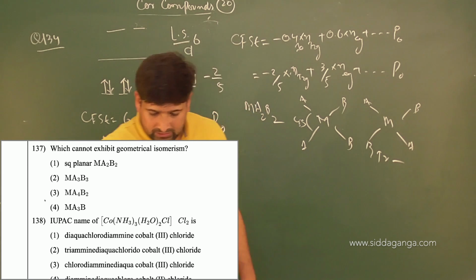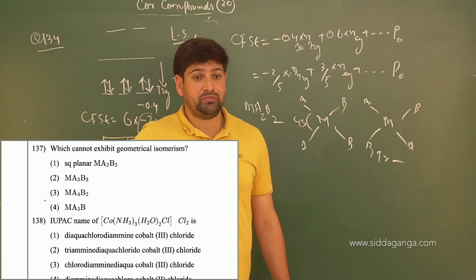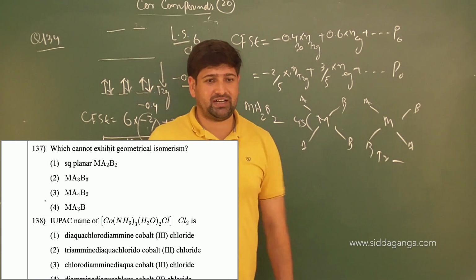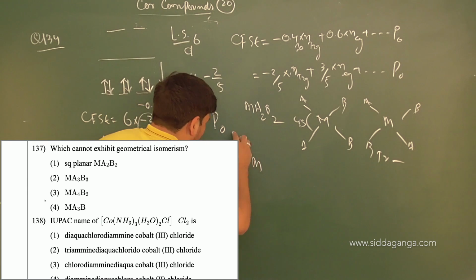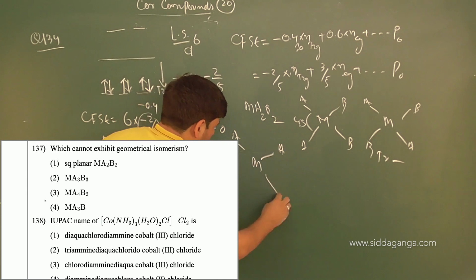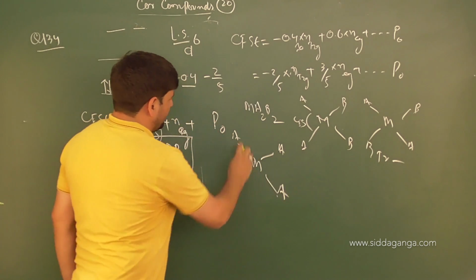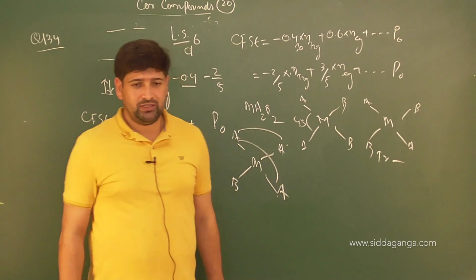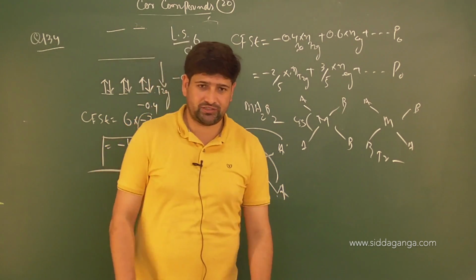Second one, MA3B3. Definitely it exhibits facial and meridional. MA4B2, yes, with respect to B2, cis and trans. MA3B not possible because you will always have 2 cis and 2 trans. This is MA3B. Anyway you do, this is cis, this is trans. An isomer cannot be cis and trans at the same time. It will be cis in one geometrical consideration and trans in other geometrical considerations, respectively.